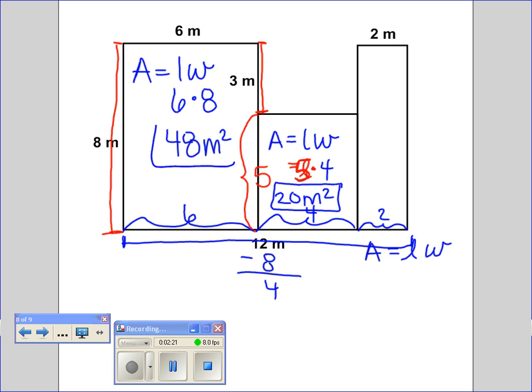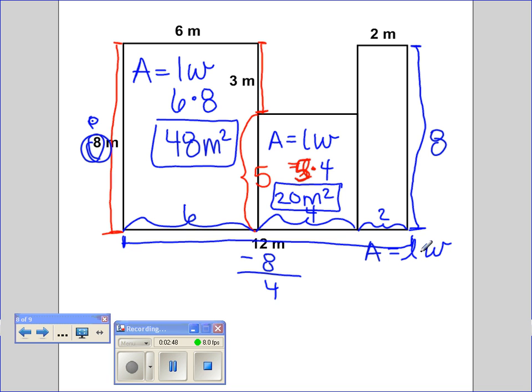We have 48 and 20. Now let's go to the last skinny rectangle that is there. Are we good so far? Okay. So the top to the bottom, we know is what? 8 meters because we got that from here. Okay. So it's 8 over here.